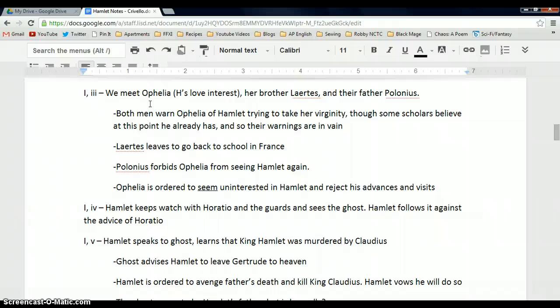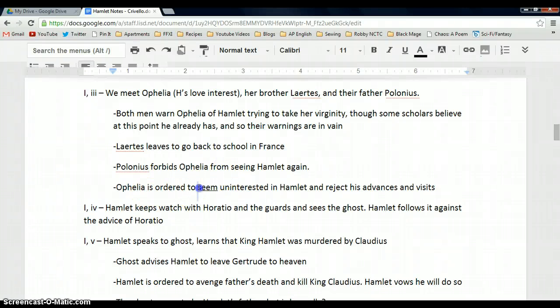Then at this point, Laertes leaves to go back to school in France, and Polonius is furious that Ophelia has been seeing Hamlet and forbids her from seeing Hamlet again. They think that Hamlet cannot be sincere in his affections towards her because he's going to be king, and Ophelia is just a noble woman that they think he won't be able to marry for political reasons, and so they say stop seeing him altogether.